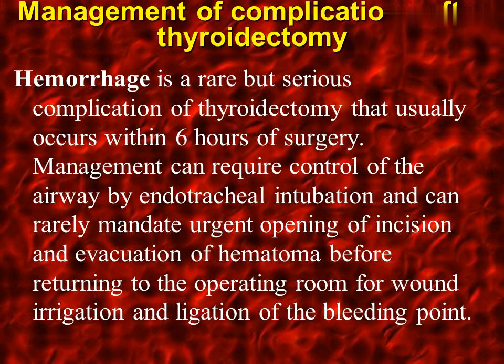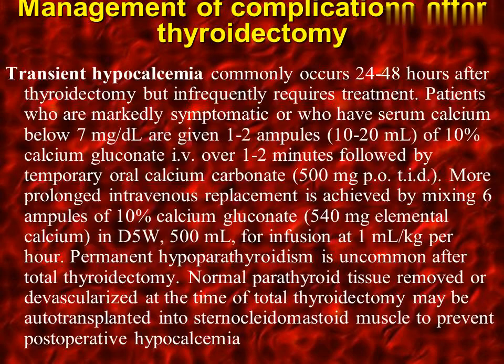Hemorrhage is a rare but serious complication of thyroidectomy that usually occurs within 6 hours of surgery. Management can require control of the airway by endotracheal intubation and can rarely mandate urgent opening of the incision and evacuation of hematoma before returning to the operating room for wound irrigation and ligation of the bleeding point. Management of complications after thyroidectomy.